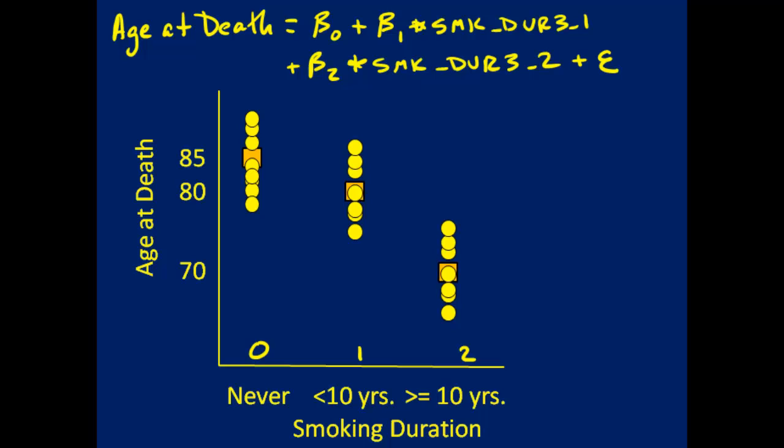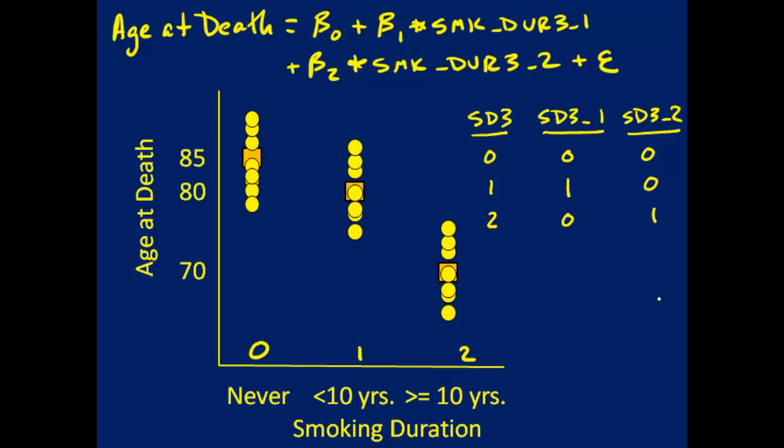Well, the first thing I want to do here is remember the relationship between the original variable and our dummy variables. So let's write a little diagram here. This is smoking duration 3, and it's equal to 0, 1, or 2. And then we have two dummy variables. One is smoking duration 3 underscore 1, and a second one is smoking duration 3 underscore 2. For never smokers, both of these variables are equal to 0. For people who smoked less than 10 years, this one is equal to 1, but this one is equal to 0. And for those 10 years and greater, this one is equal to 0, and this is equal to 1.